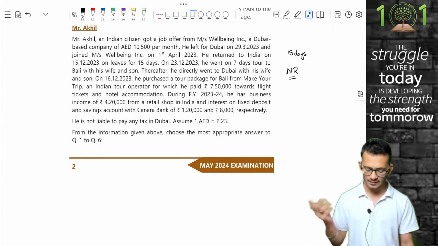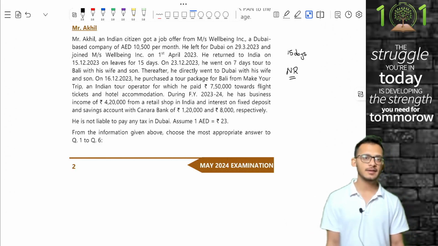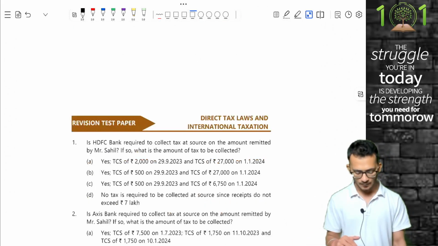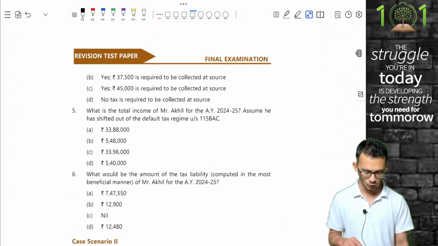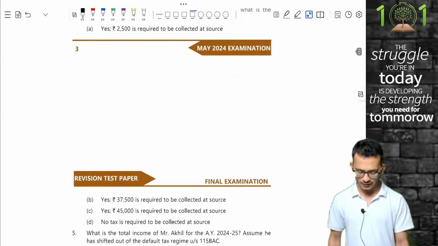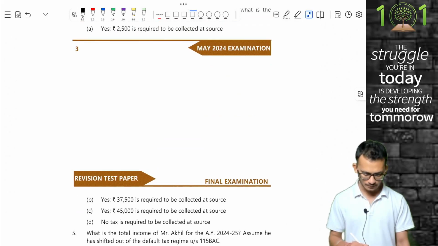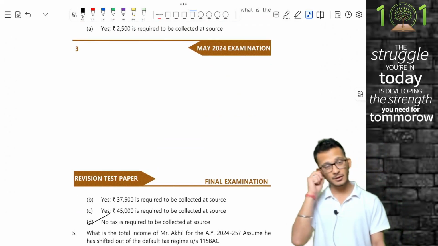Now, keeping the non-residency in mind, since the person has become a non-resident, TCS will be 0. So I'm coming to the question: does Make My Trip need to collect TCS? Answer is no. There is no TCS happening on Make My Trip. Yes, some things for you to keep in mind.